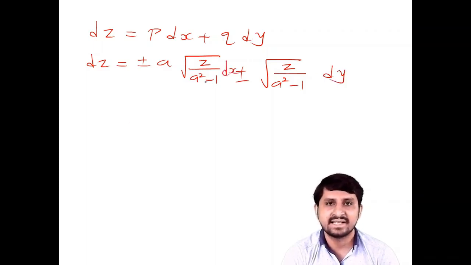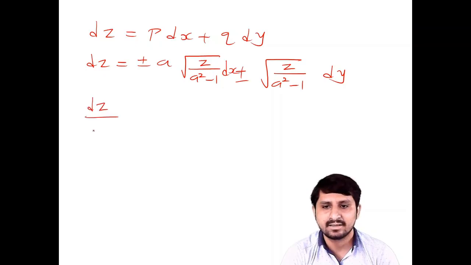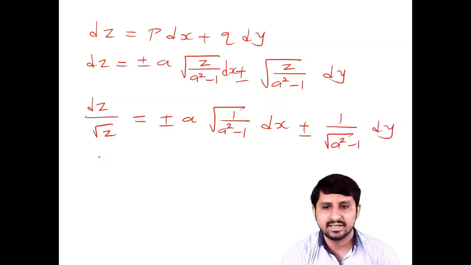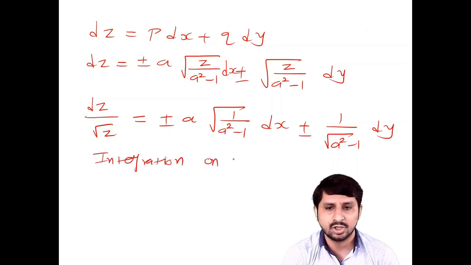Okay, now you can see that on the right hand side root z we can take as common, so dz upon root z, that is equal to plus or minus a square root of 1 upon a square minus 1 dx plus or minus 1 upon square root of a square minus 1 dy. Okay, and now we can integrate on both the sides.